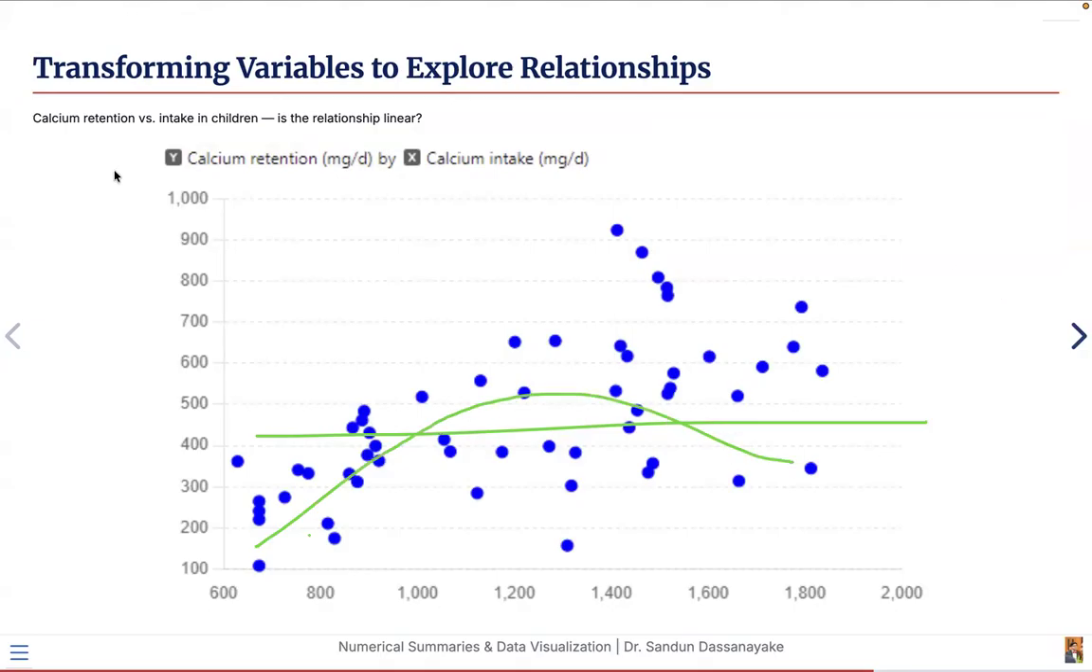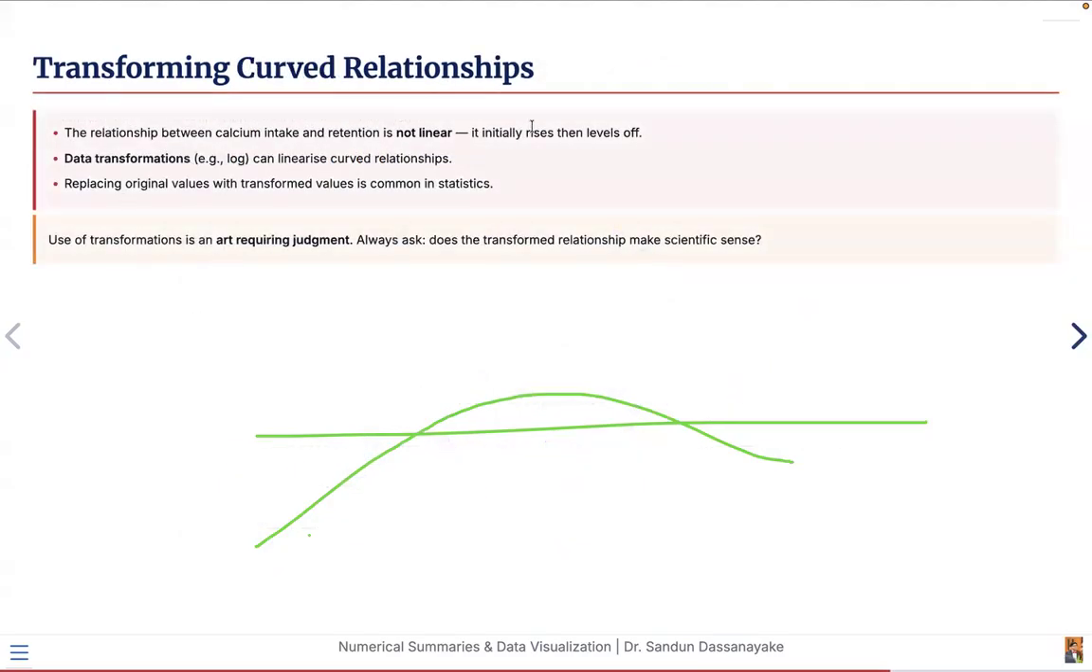Now let's go forward. It initially rises and then levels off. Data transformation, like log transformation, can linearize curved relationships. Replacing original values with transformed values is common in statistics. If you are learning machine learning, data science or deep learning, we always have to do this transformation, because we can't just take values and put them into models, as they do not necessarily give us a good model.